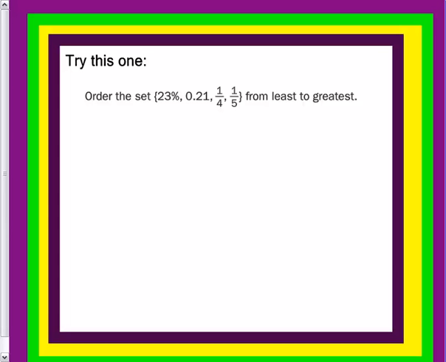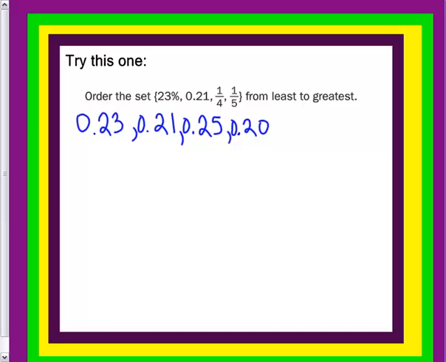Okay, so in this set, we have 23%, 0.21, 1/4, and 1/5. So the first thing you want to do is get them all into decimals. So 23% would be 0.23 or 23 hundredths. 0.21 would stay as 0.21. 1/4 becomes 0.25, and 1/5 would be 0.20 or 0.2.